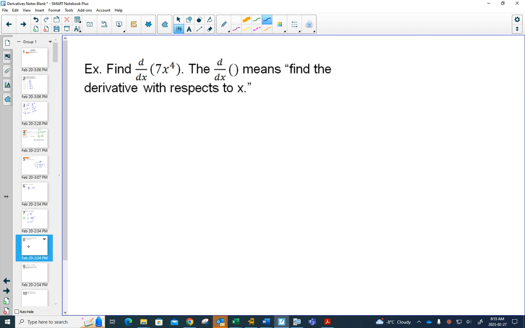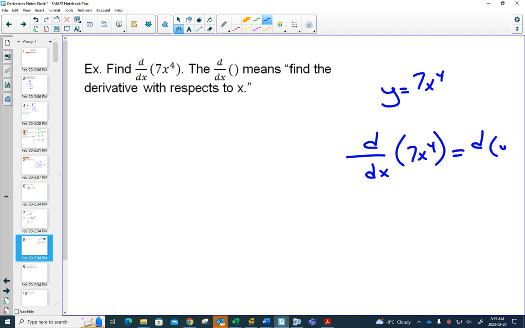If y equals 7x to the 4, can you see that this is dy dx? It's just hidden in the notation a little bit.